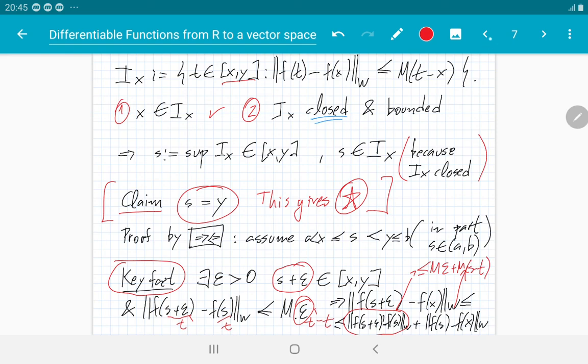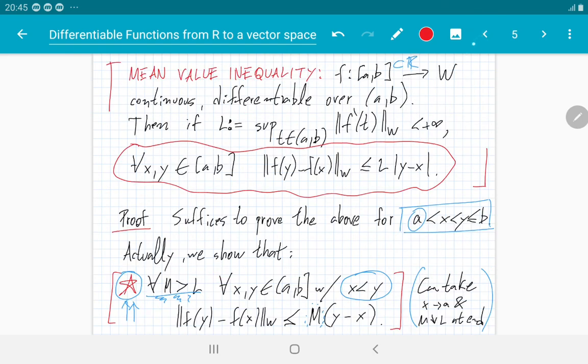And the claim, as noted, implies the mean value inequality. It implies it not with this constant L, but with a constant M larger than L. It implies the mean value inequality not for the whole interval of values a and b, but only if you exclude a. But we can get rid of both things by taking limits, as we noted before. And this means we are done. We have proven the mean value inequality, which is a sort of substitute for the mean value theorem from one variable calculus, which, as we've seen, does not hold in this generality.